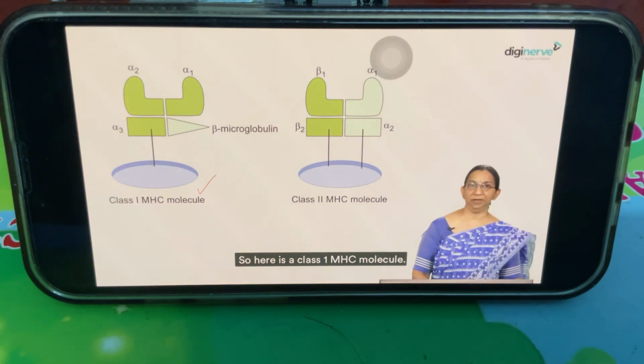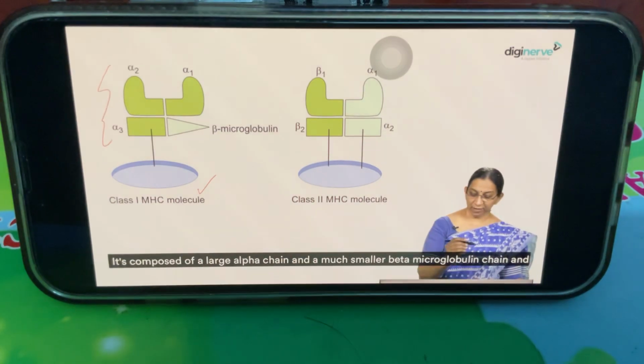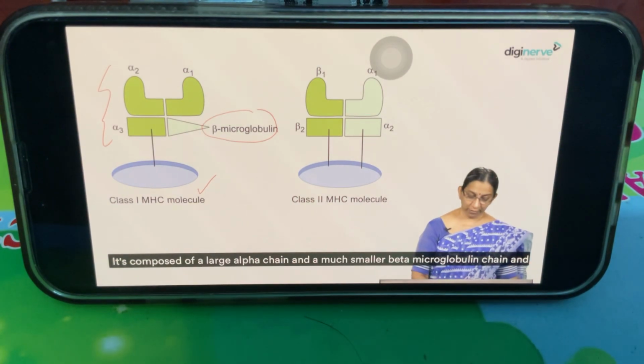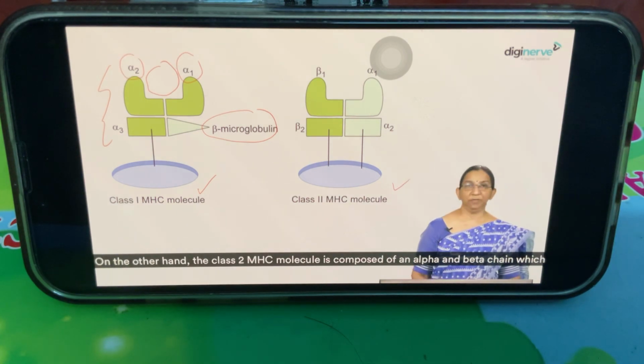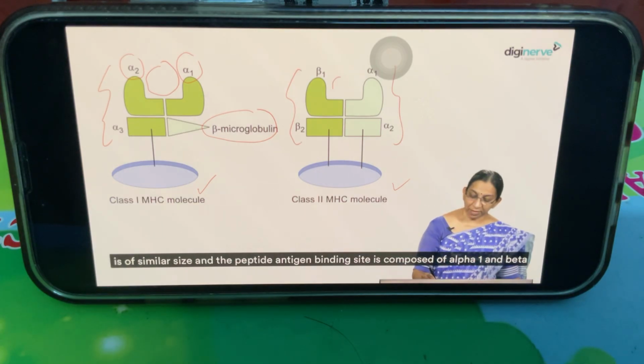So here is a class 1 MHC molecule. It's composed of a large alpha chain and a much smaller beta-2 microglobulin chain. And this is where the antigen peptide binds, and this is composed of alpha 2 and alpha 1 domains. On the other hand, the class 2 MHC molecule is composed of an alpha and beta chain, which are of similar size. And the peptide antigen binding site is composed of alpha 1 and beta 1 domains.